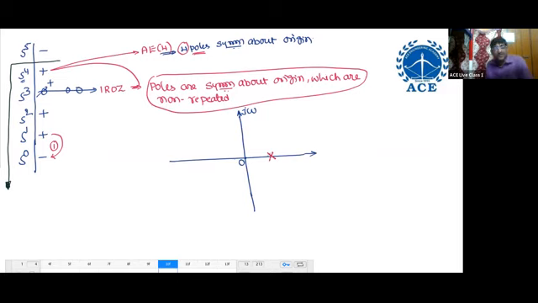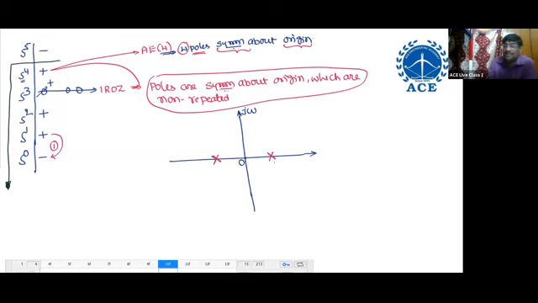But this pole should have a symmetrical pole. Why? Because this pole belongs to the auxiliary equation. Auxiliary equation poles are what? Symmetrical about the origin. That means this pole should have a symmetrical pole in the left hand side, because this pole belongs to the auxiliary equation. So all the auxiliary equation poles should have symmetrical poles.